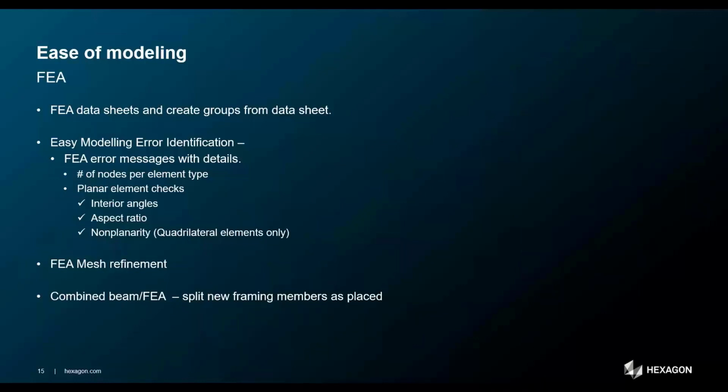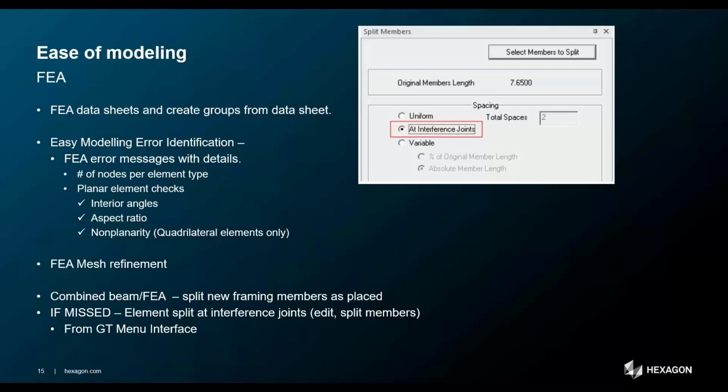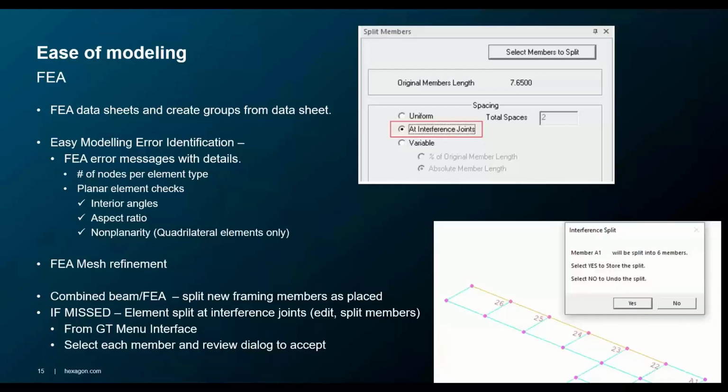For combined models with both beams and elements, when placing beams, you now have the option to split the beam at the element interference joints, allowing you to quickly glue those elements to the beam to transfer loads through that common joint. So this is especially useful when you're considering monolithic beam slab action as an example. And if you've not split the beams when you placed them, you can actually go back and choose to split the members after the fact. And you'll have the opportunity to review the split and accept or reject it.